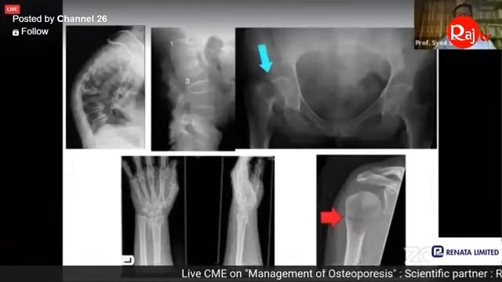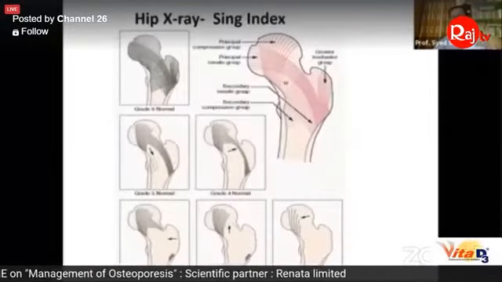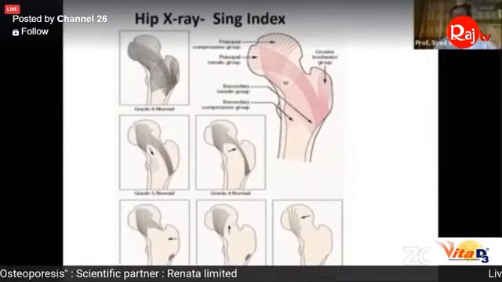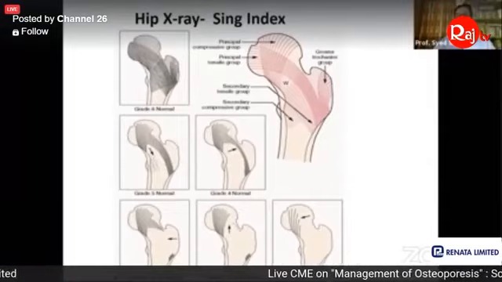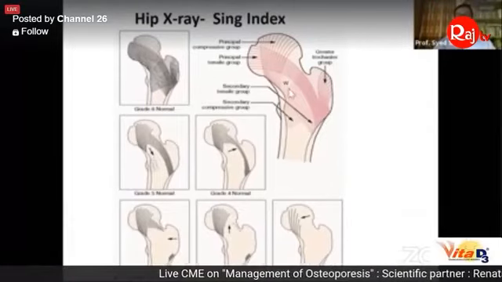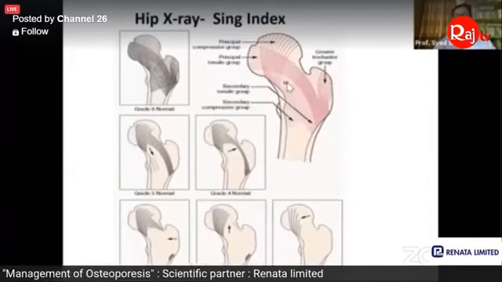So these are the fractures my previous speaker already said. Previously, we used the Singh index for diagnosis of osteoporosis. Nowadays, it is not easily used. Just for recapitulation, I put this figure in front of you.